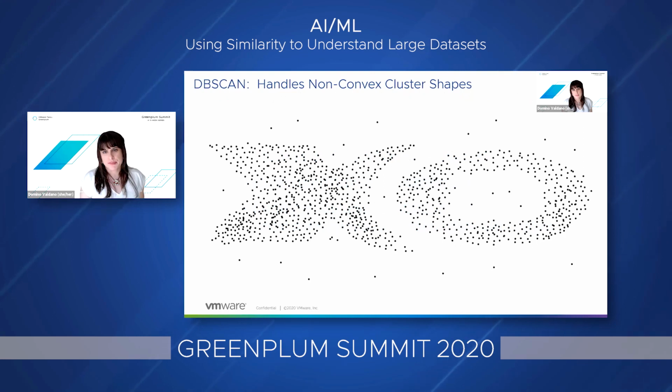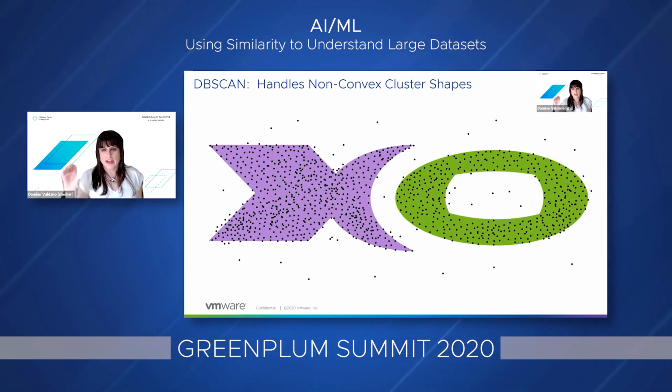And so it can handle shapes like this. Next, please. So if it identifies these as the shapes, this is something K-means could not do because these are non-convex shapes. Next slide.